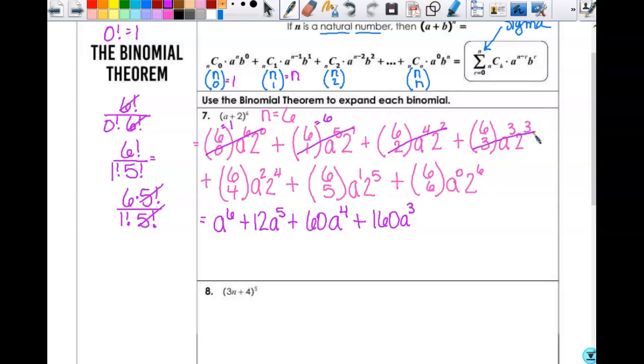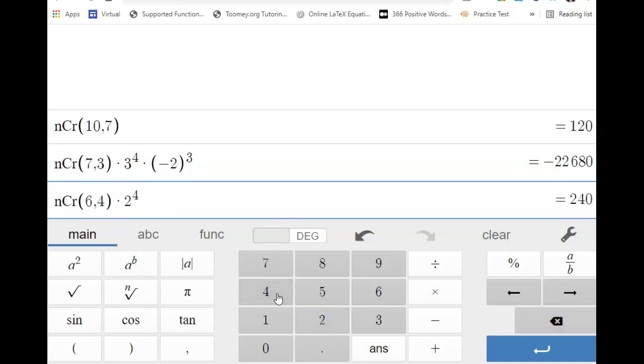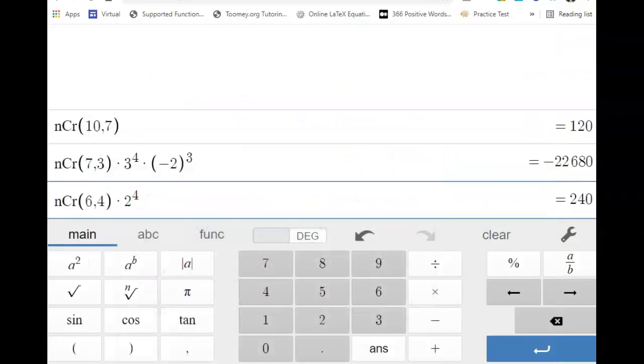Then I'll have 6, 4, and 2 to the 4th. So I'm going to go back over here, backspace, make that a 4, and I will make that 2 to the 4th. You don't have to always do them all. So that's 240. So then this will be, that's this one, and I get 240 a squared. Okay, then it's 6, 5, 2 to the 5th. That's 192.